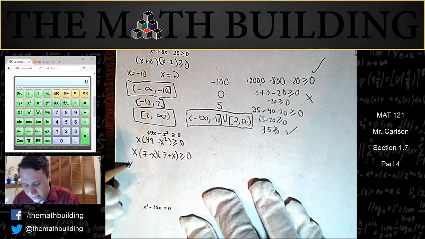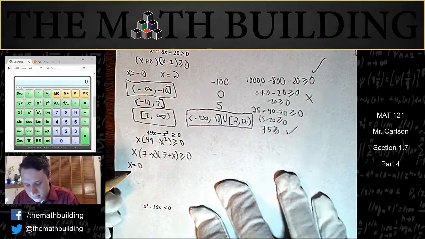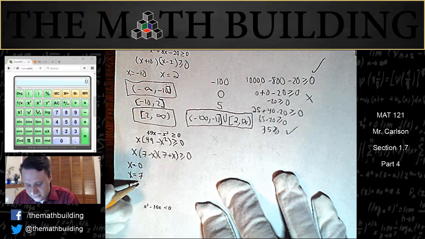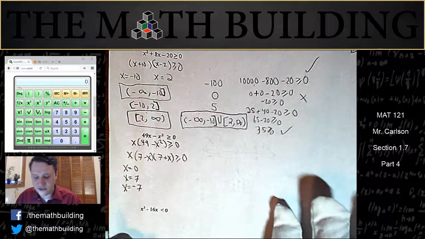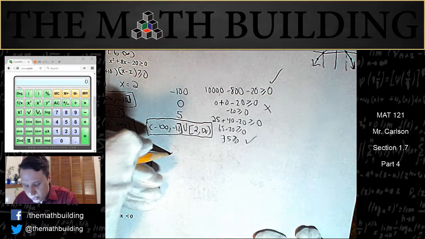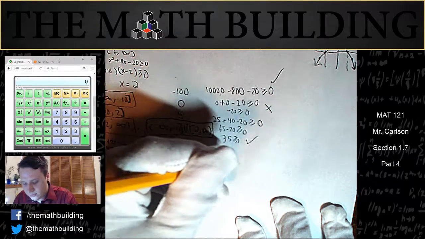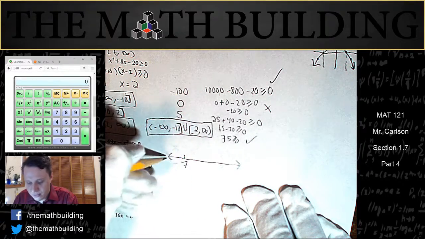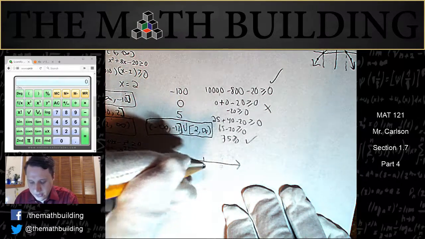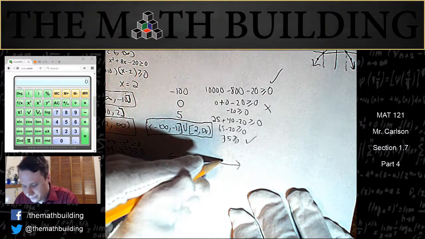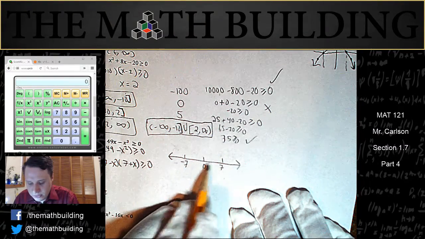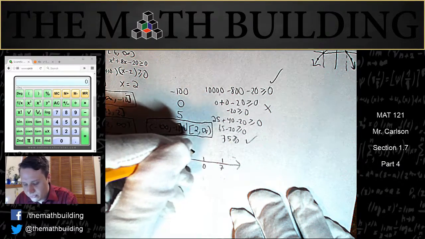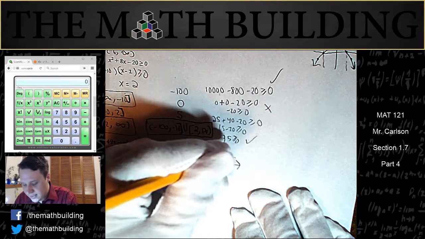So that means our critical values are 0, 7, and this last piece gives us a critical value of -7. Those are the three places where we equal 0. That means we're divided into 4 regions. Let me show you where those 4 regions are. The first one is everything smaller than -7. The second region is between these two. The third region would be between 0 and 7, and the fourth region would be bigger than 7.